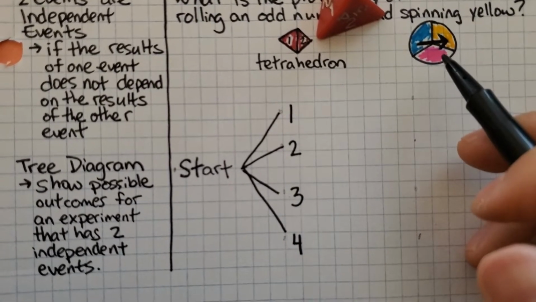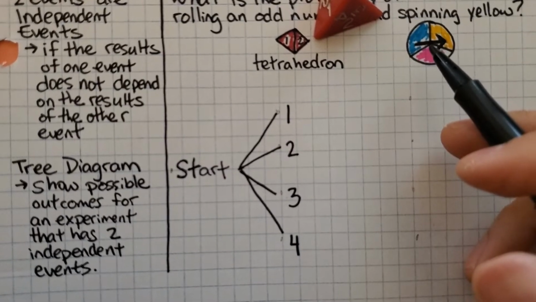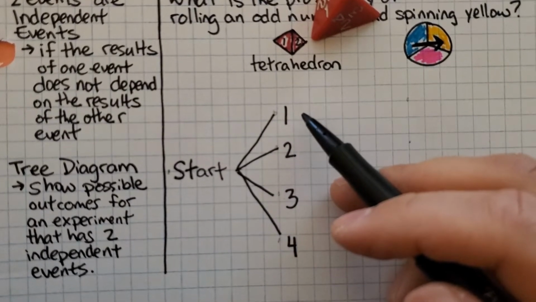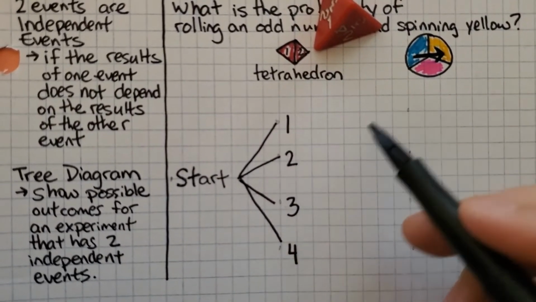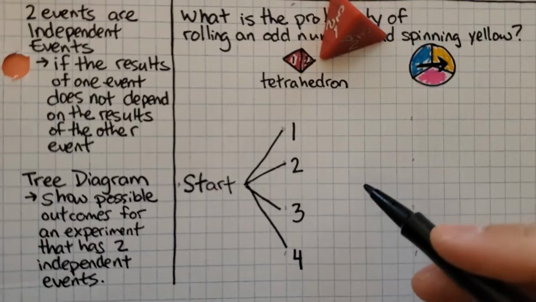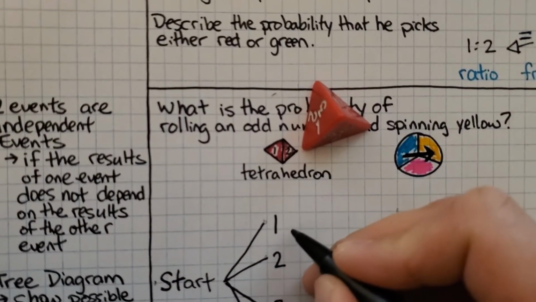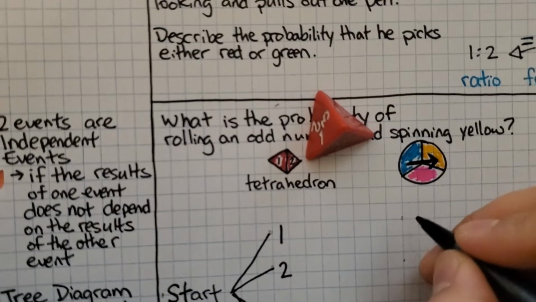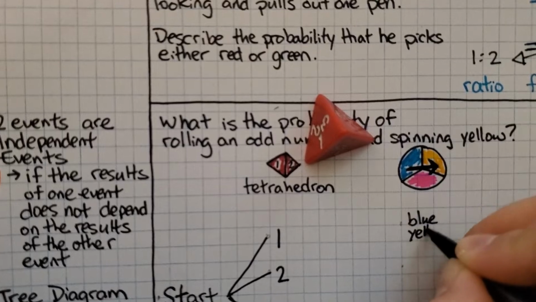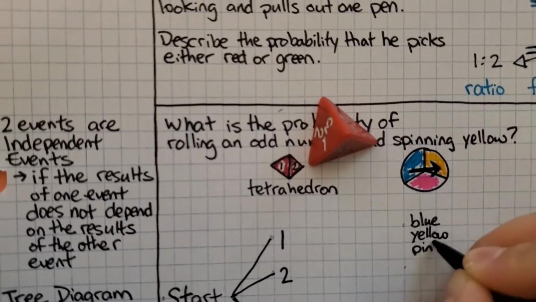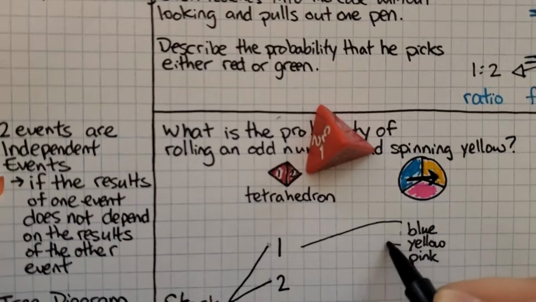Now here, each time we spin it, there's 3 total outcomes. But let's say you rolled a 1, and then you spin it, each of these is going to branch off. I don't know, that was kind of a confusing way to explain that. But what it'll look like, you roll that 1, and then you spin. So then you could get blue, yellow, or pink. Those are your possibilities.